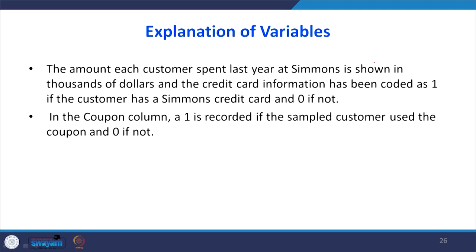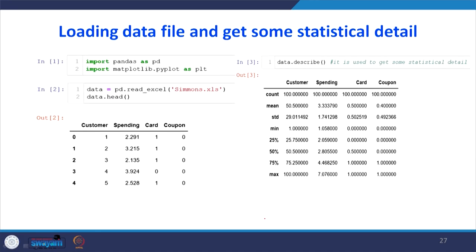The amount each customer spent last year at Simmons is shown in thousands of dollars, and the credit card information has been coded as 1 if the customer has the Simmons credit card, 0 if not. In the coupon column, 1 is recorded if the sampled customers used the coupon and 0 if not.